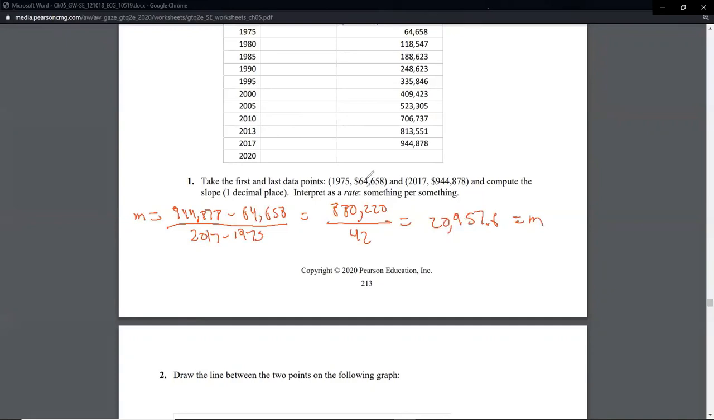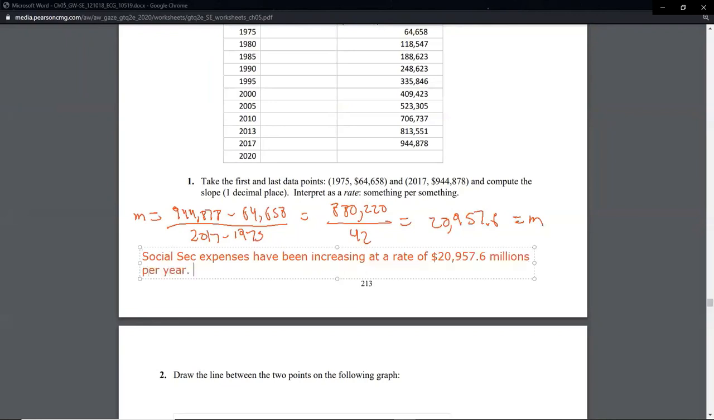And then they say to interpret this as a rate. So that cookie cutter sentence that we have done before. So we would say that Social Security outlays, that's the output, expenses. So outlays, expenses, same thing. Social Security expenses have been, well, the slope is positive, so instead of just saying changing, I can say has been increasing at a rate of, and then this is where we use the slope, 20,957.6, and that's in millions, per year. Not per year since 2000. We never said that anywhere. It's just per year. We are considering the year 0 in this model, whether we should or not.